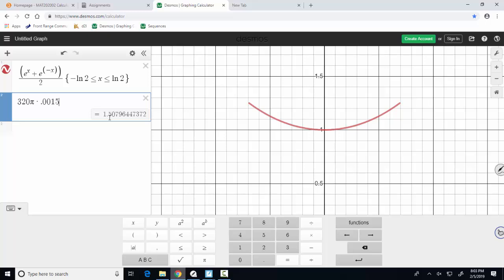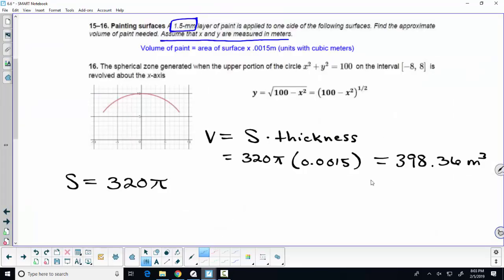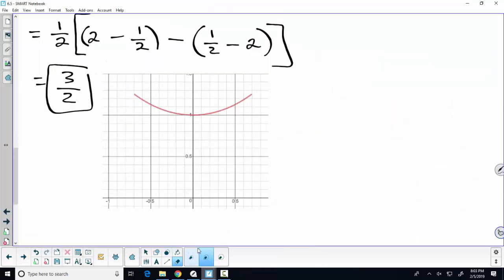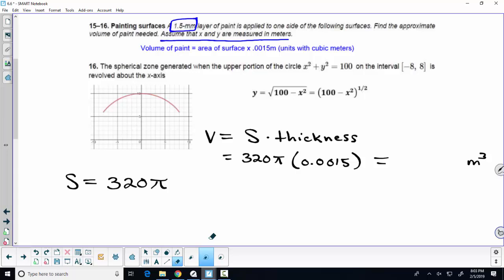So 1.50, we'll say 1.508. So yeah, I did actually convert this. What was it? 1.508 cubic meters. About 1.508.